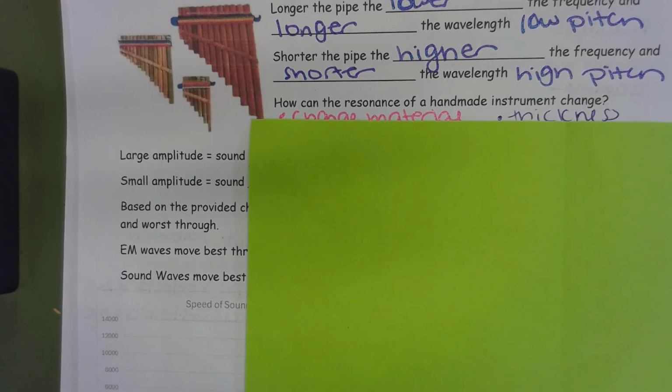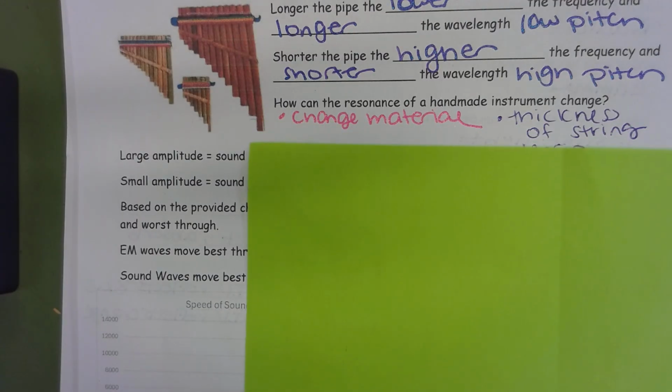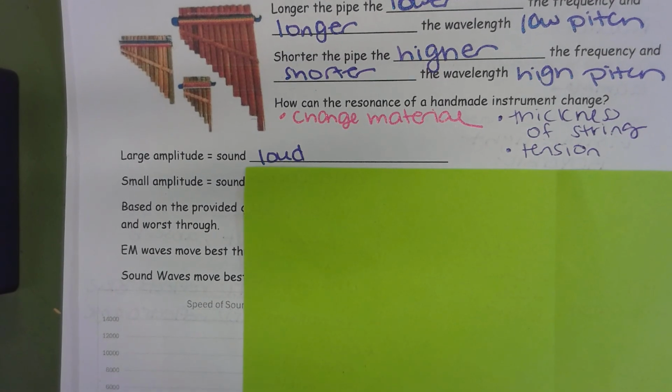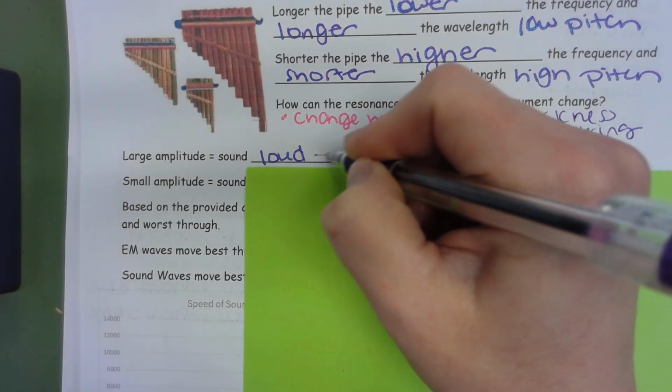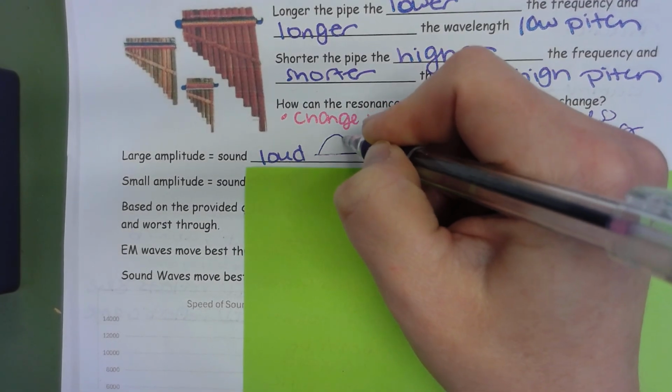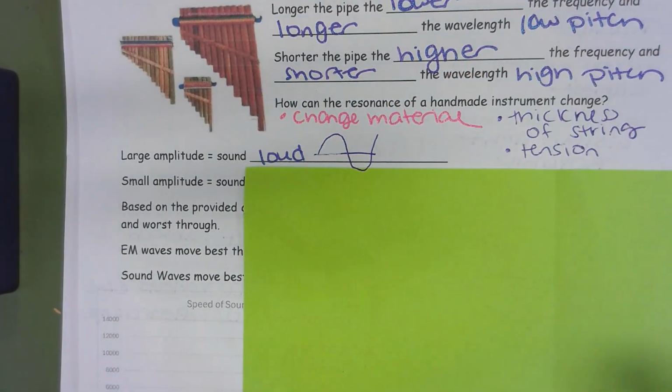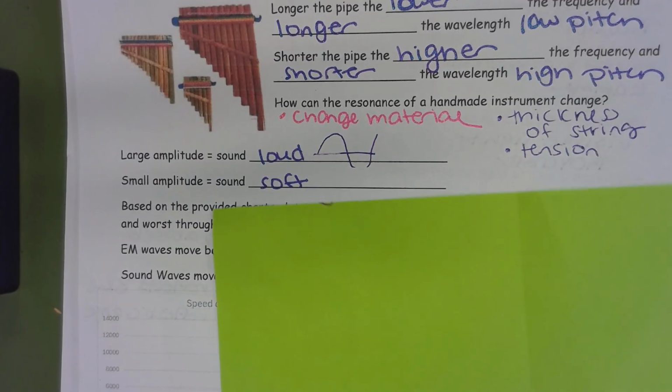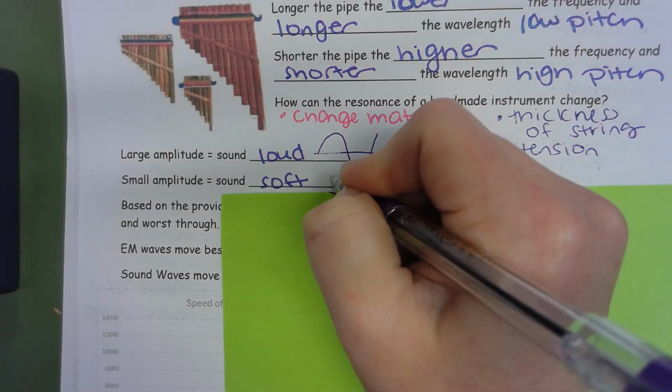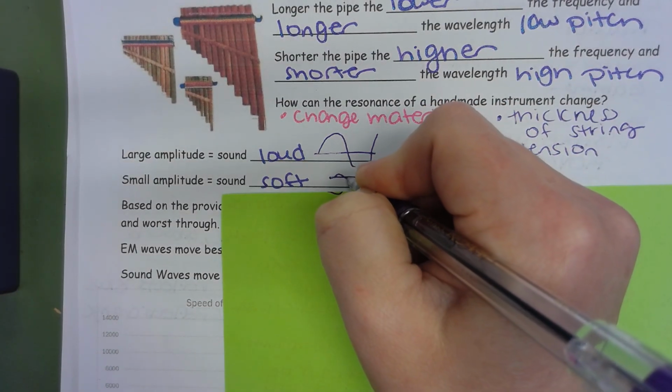For a large amplitude, sound is going to be loud. So large amplitude, we have a large sound. That just means the distance from 0 is really big. Alright, with a small amplitude, you're going to have a soft sound. That means the distance from 0 is very small.